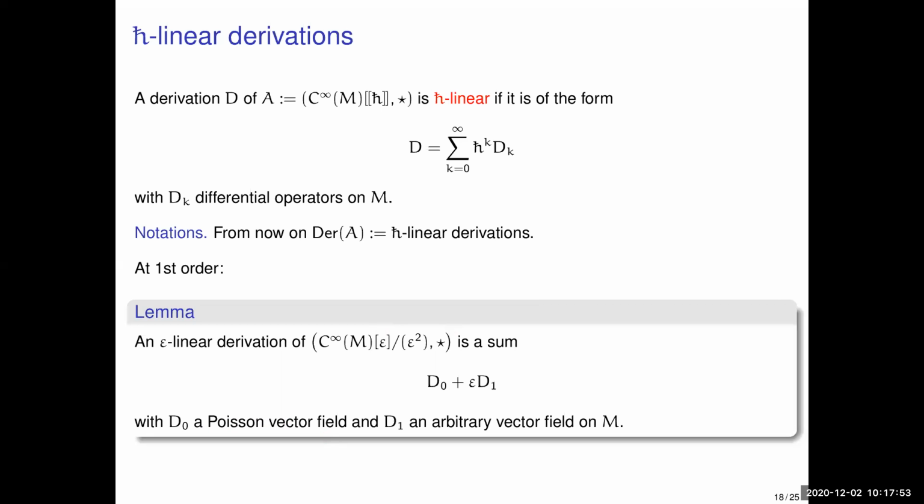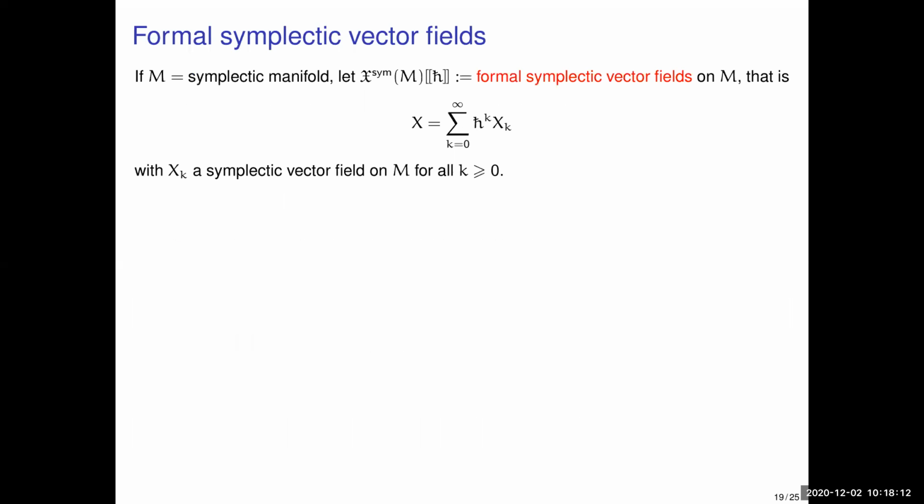This is true only if at first order you assume your star product is antisymmetric, otherwise it is not true. But I'm assuming this exactly for this reason. So at first order, a derivation is a Poisson vector field plus an arbitrary vector field. In the symplectic case, this is almost true at all orders. And okay, this is something I'm going to recall, a construction by Cahen, Gutt, and maybe others. So this is something well known, but since we have a bit of time.